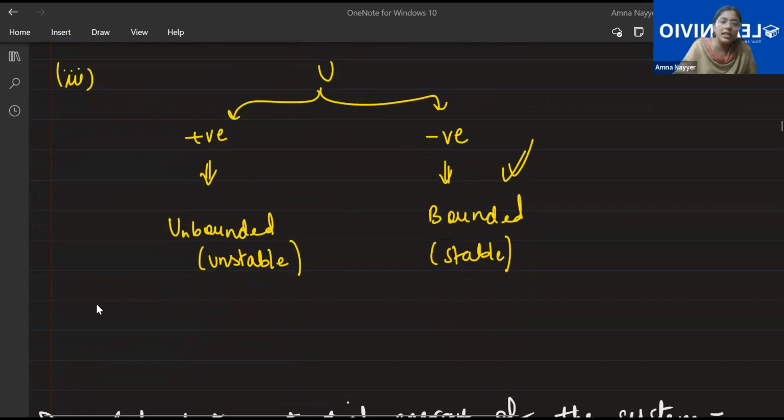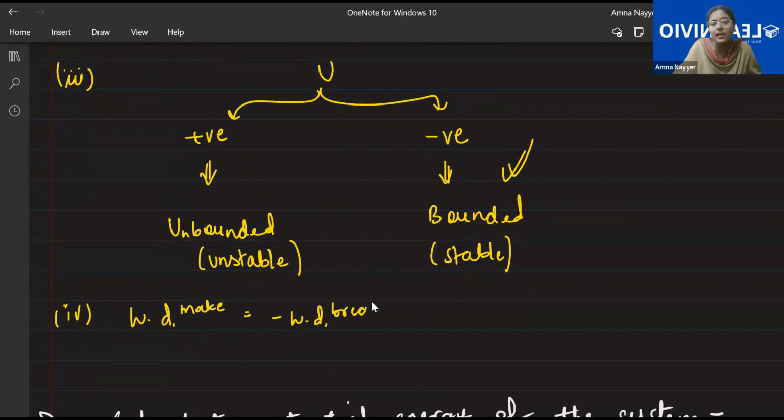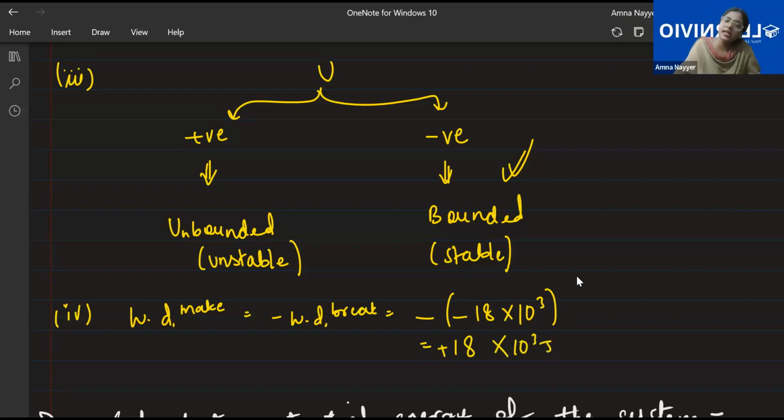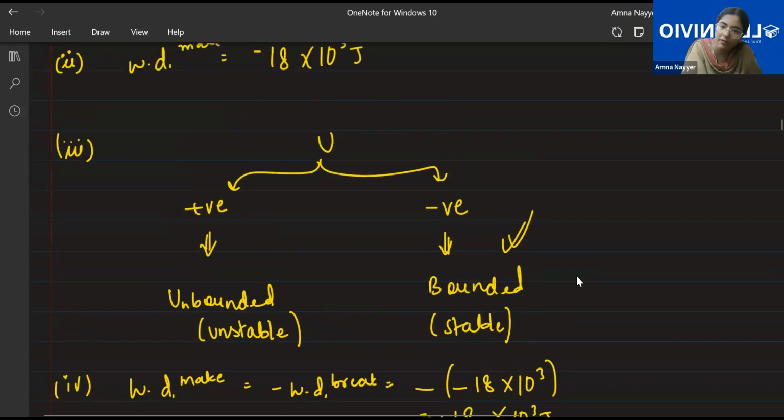Very easy. Work done to break the system means you have made the system, Q1 you are bringing, Q2 you are bringing, Q3 and all. If you are reversing this process, it's very easy. Whatever is the work done to make the system is negative of work done to break the system. So it will be minus of minus 18 into 10 to the power 3, which is equal to plus 18 into 10 to the power 3. This part is easy. Clear to everyone?